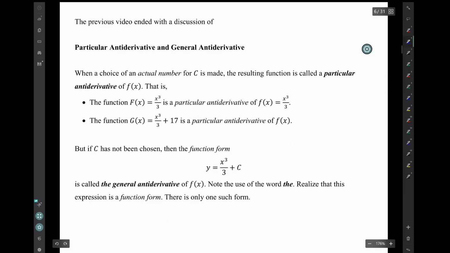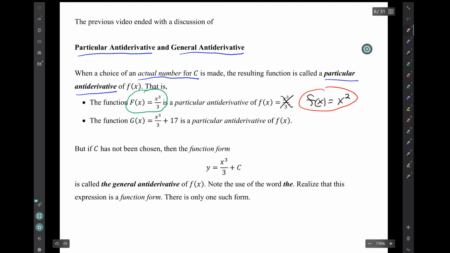We ended the previous video with a discussion of particular antiderivative and general antiderivative. The idea is that if you make a choice of an actual number for the capital letter C, then the resulting function is called a particular antiderivative of little f. I see there's a typo here. So for instance, the function capital F equals x cubed over 3 is a particular antiderivative of little f of x equals x squared. And the function capital G of x, which is x cubed over 3 plus 17, is also a particular antiderivative of little f of x.